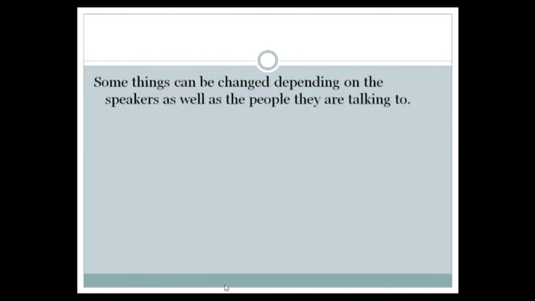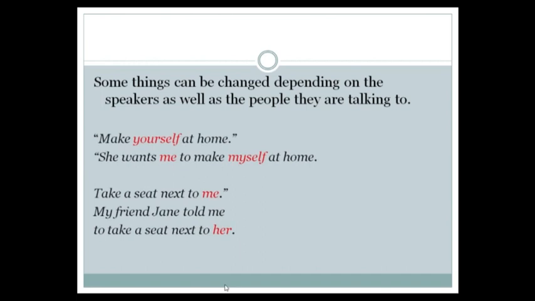Some things can be changed depending on the speakers as well as the people they are talking to. For example, "Make yourself at home." She wants me to make myself at home. Yourself turns into myself because she wants me to do that. Or "Take a seat next to me." My friend Jane told me to take a seat next to her. Me changes into her because my friend Jane told me that.